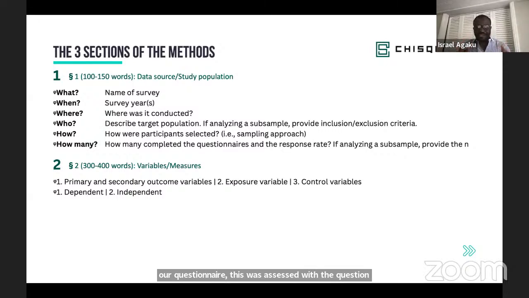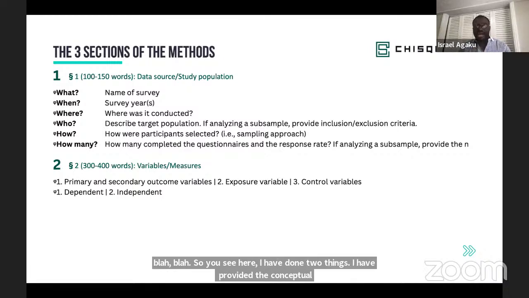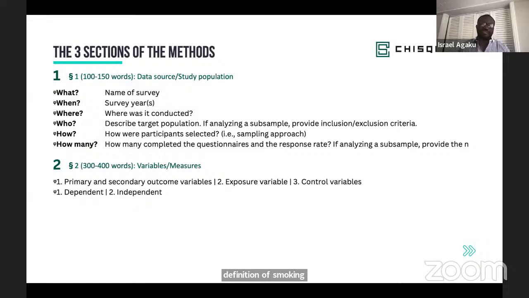So you see here, I have done two things. I have provided the conceptual definition of smoking. I have also provided the operational definition. The conceptual definition is we define smoking as individuals who had smoked in the past 12 months. That's the conceptual framework. But then the operational, as obtains in my questionnaire, is in our questionnaire, this was assessed with the question, in the past 12 months, did you smoke? Or however it was assessed, we're going to capture that. So that's the way you want to define your variables.